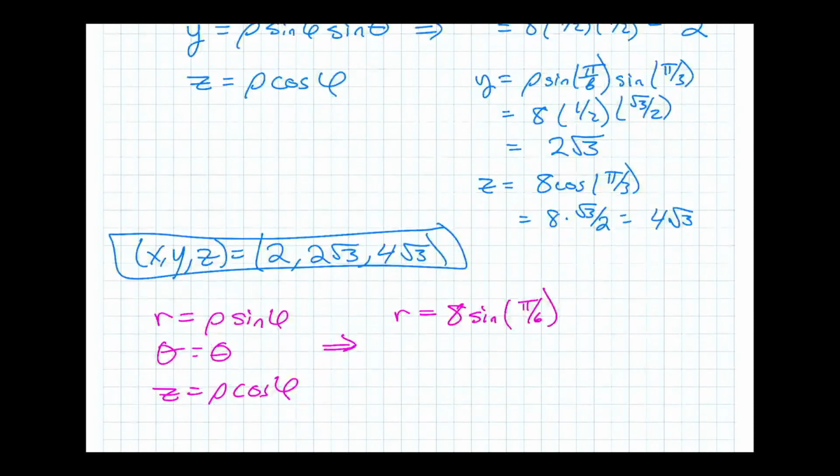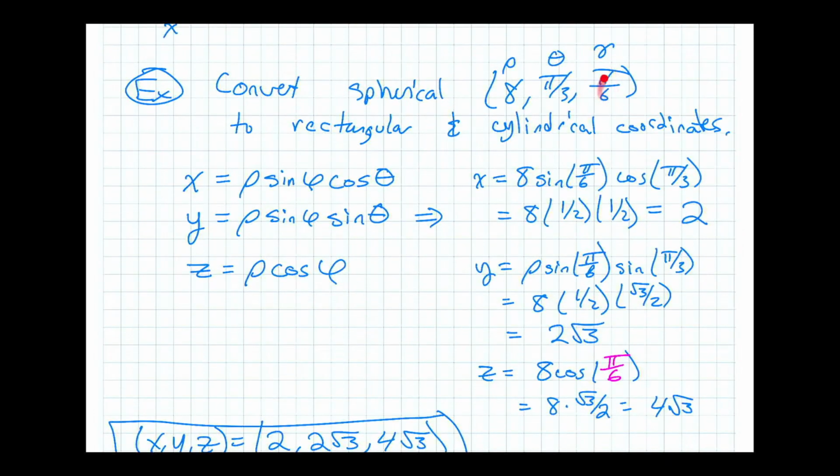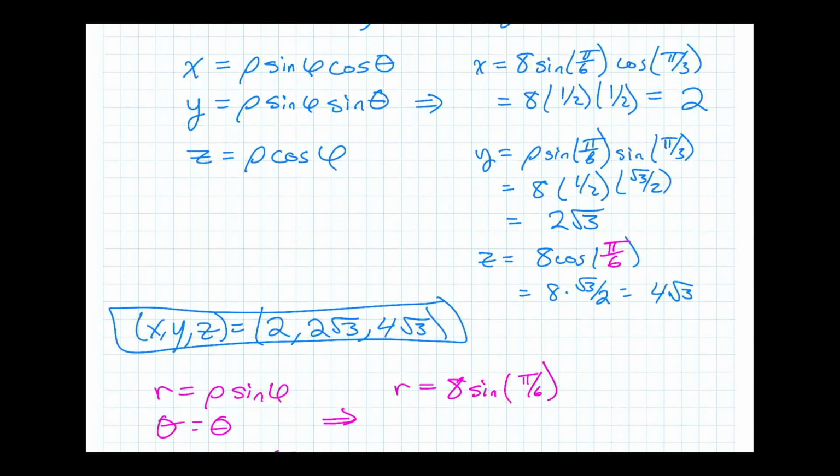Oh, I screwed this up. This was supposed to be pi over 6, right? That was a phi there, which was pi over 6. For some reason I looked up here and wrote pi over 3 there. But the cosine of pi over 6 is square root 3 over 2, so that value was right, but I wrote the wrong number there. Sorry about that.